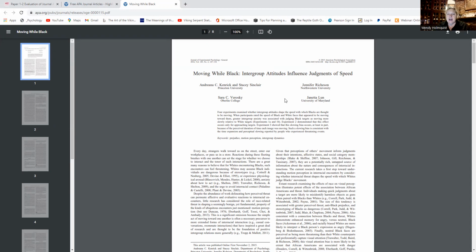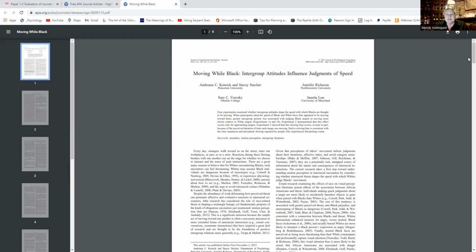Oftentimes when you first read the abstract, you may not understand exactly what they're talking about. If it seems interesting to you, but you don't really understand the language, that's normal. Even me, if it's a research area that I'm not familiar with, I would have to do some reading of the introduction to find out the basis for the study, and they will teach you what you need to know about it.